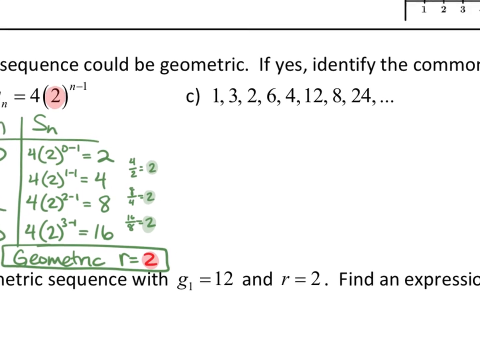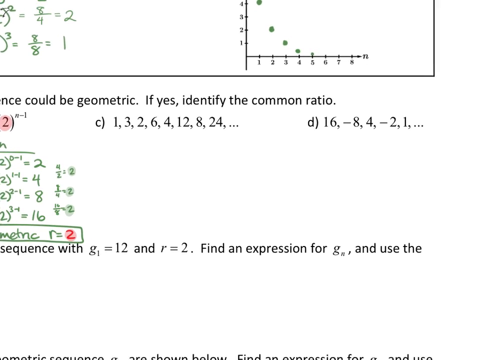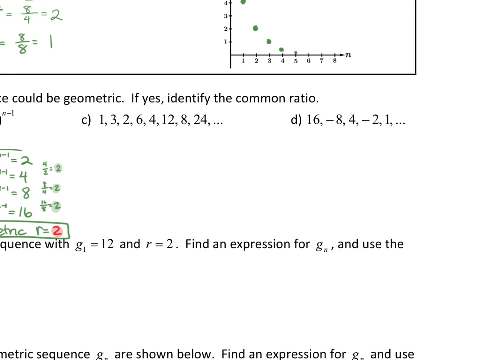I'll leave C and D for you. Just quickly identify if they are geometric, and if they are, find me the common ratio. If you're stuck because the numbers don't look like a pattern to you right away, do the second divided by the first, third divided by the second, fourth divided by the third to see if that is consistently the same ratio.